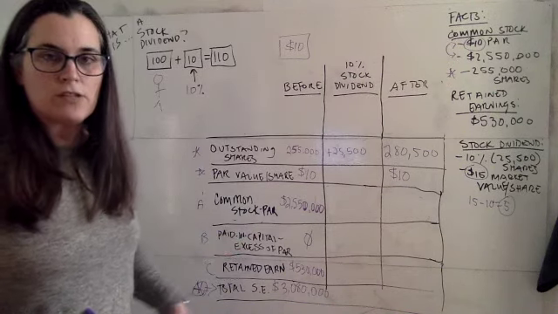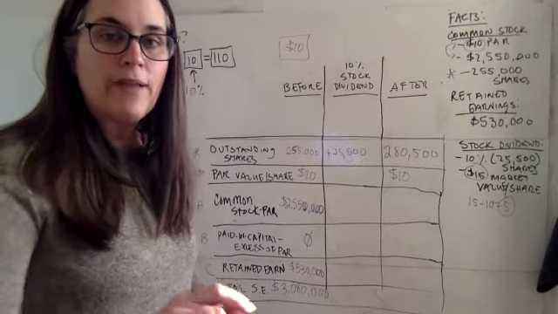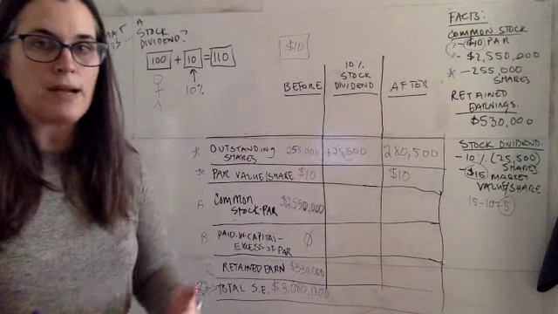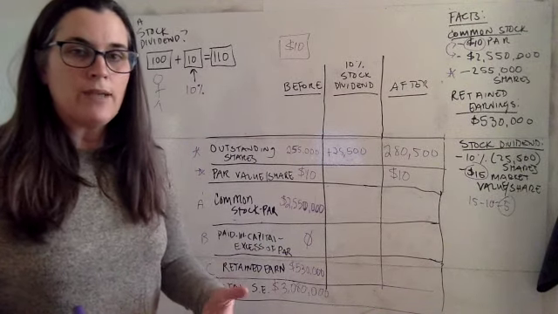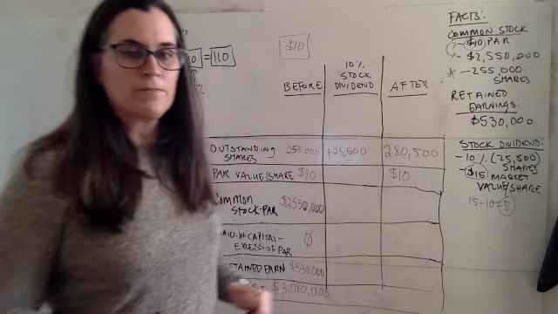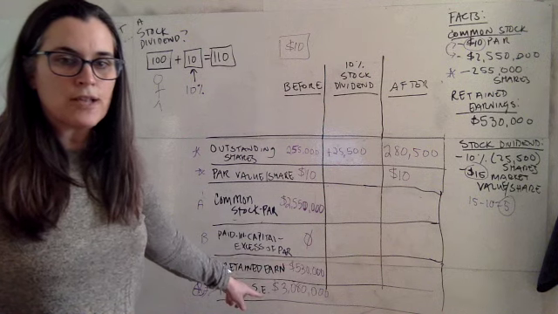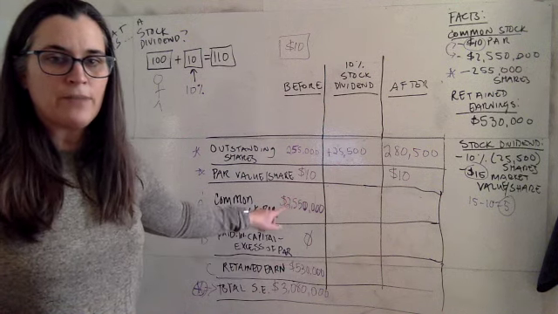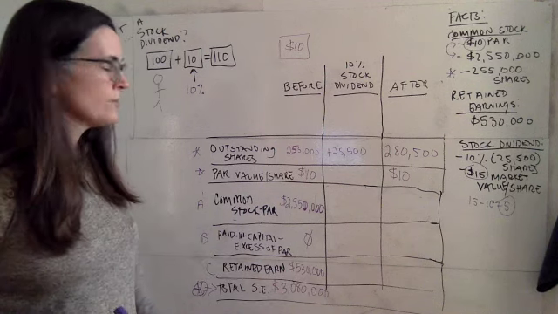Paid in capital in excess of par is zero right now. Before the dividend, that is zero. And again, we kind of infer that from the problem, okay? By that, I just mean we weren't told that there was any paid in capital in excess of par. We were simply told that we had this information here. Retained earnings is $530,000. Total stockholders' equity is the $2.55 million plus the $530,000 for $3,080,000.